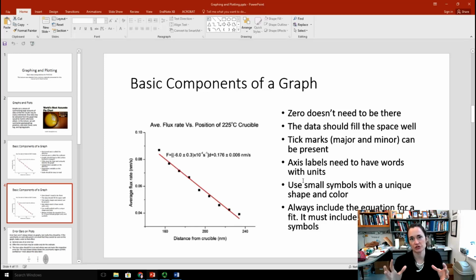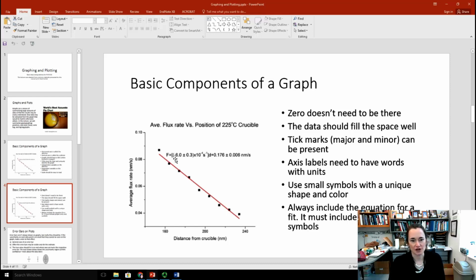You don't want huge symbols, but you also want to be able to see the symbol. Okay, so a decent sized symbol but not too big. And if you've got multiple sets of data plotted on one plot, then you'll need to have each one of those symbols have a unique shape. Okay? Here we've just got one data set, so they're all squares.